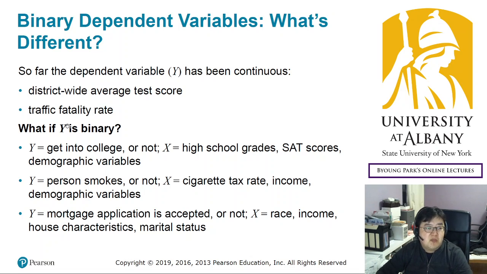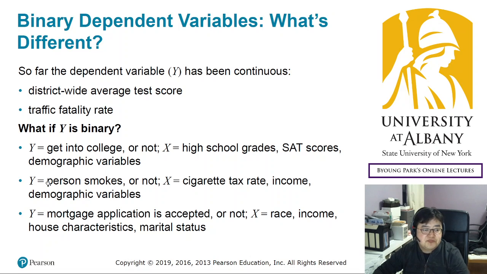The most common form is the binary random variable. Say y is binary in these cases. For example, y is 1 if a person gets into college, and 0 if not. And we would like to explain the admission decision using high school grades, SAT scores, and demographic variables.